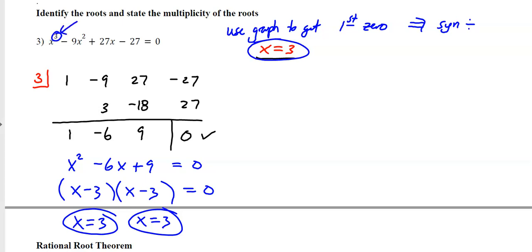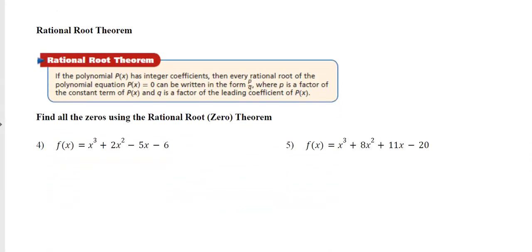And that makes sense because we had odd multiplicity. So that tells me that there's going to be a bend at x equals 3. And that's what we saw when we clicked on Desmos. So sometimes you can use a graph to kind of tip you off, help you out a little bit.